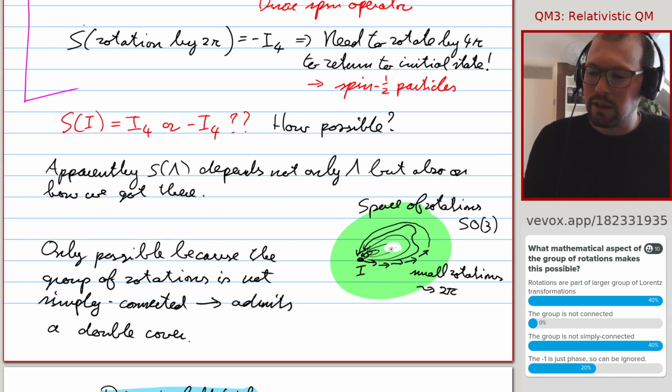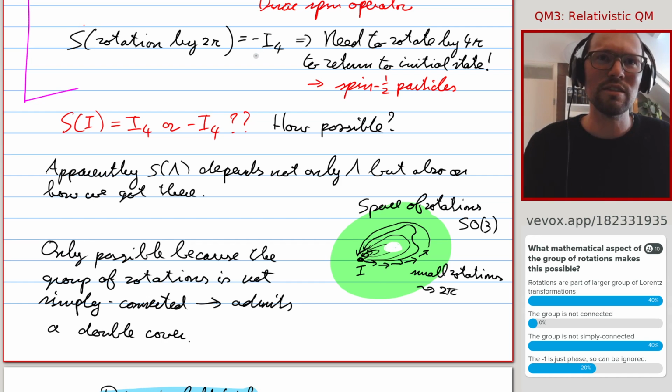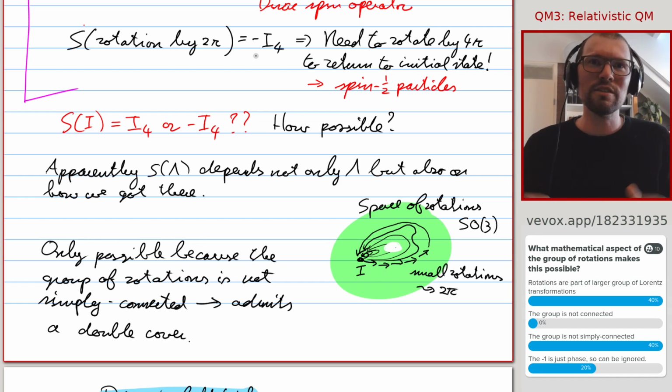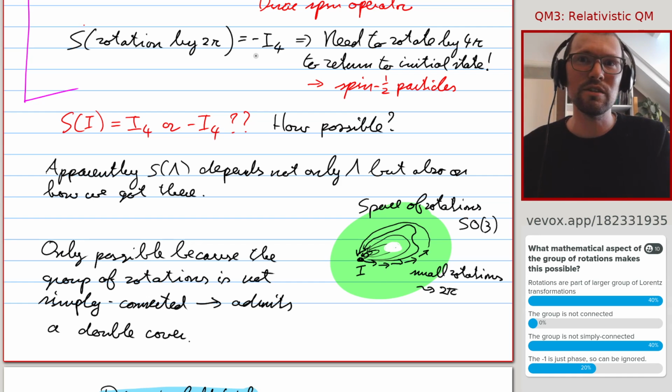So to any rotation, you can actually associate two transformations, namely one that has a plus sign and the other that has a minus sign. And that's why we can have spinors, because there is a larger group of transformations that covers the rotation group twice that's actually acting on the spinors.